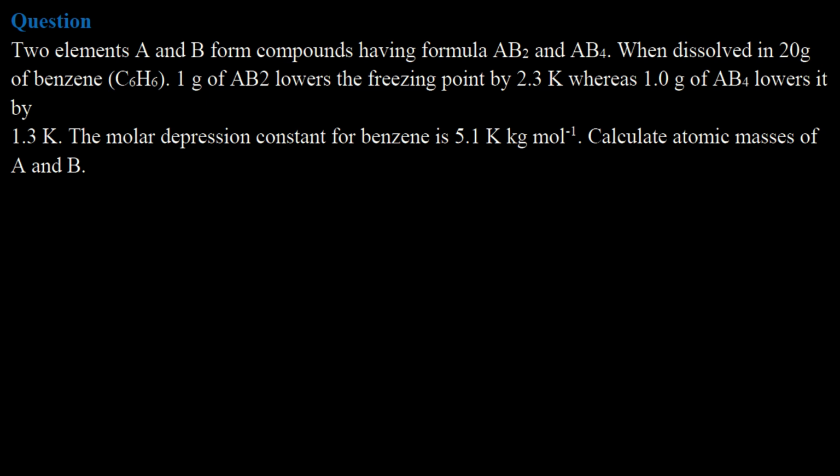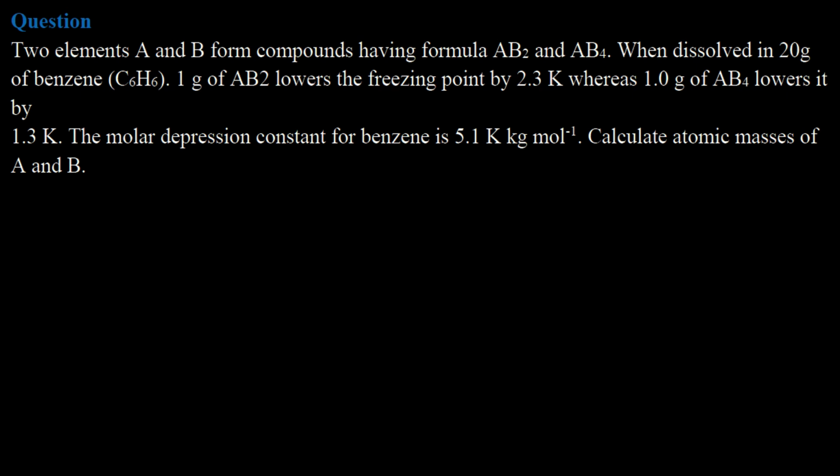The next question is: two elements A and B form compounds having formula AB2 and AB4. When dissolved in 20 grams of benzene, 1 gram of AB2 lowers the freezing point by 2.3 Kelvin, whereas 1 gram of AB4 lowers it by 1.3 Kelvin. The molar depression constant for benzene is 5.1 Kelvin kilogram per mole. Calculate the atomic masses of A and B, which is a different question. It is present in the textbook exercise.